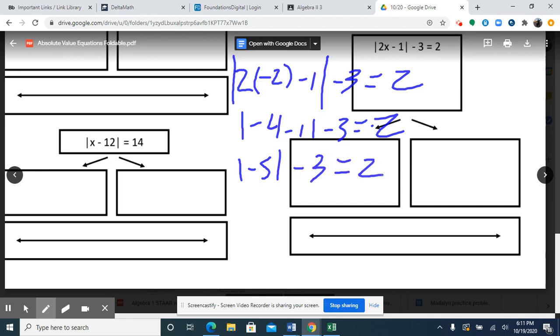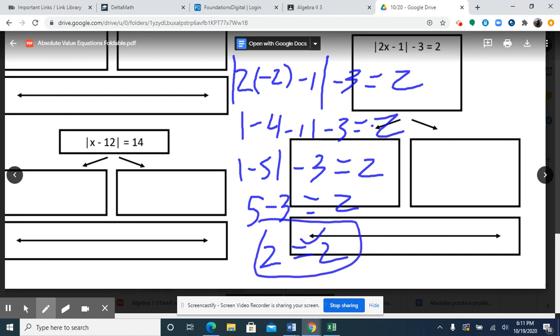Now the absolute value of negative 5 turns into positive 5. And so we can see that 5 minus 3 is equal to 2, and that checks out as well. So in this case, both of our answers are solutions.